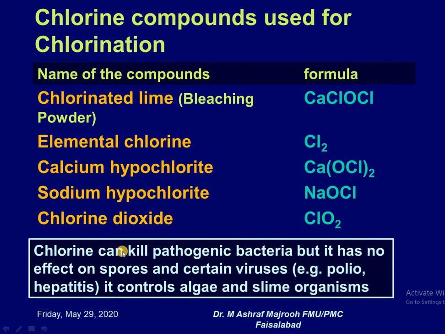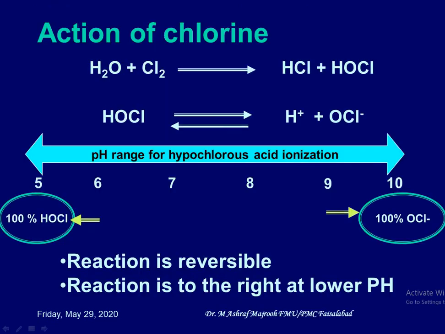It should be noted that chlorine can kill pathogenic bacteria, but it has no effect on spores and certain viruses like polio and hepatitis. It controls algae and slime organisms. Now the action of chlorine. Chlorine reacts with H2O, and it forms hydrochloric acid and hypochlorous acid.